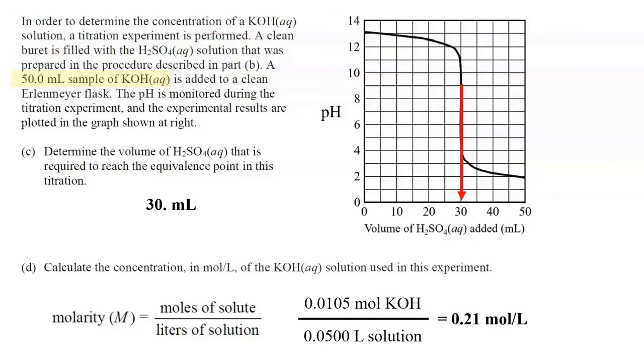The reason why I rounded off my final answer to 2 significant figures is because I was limited by the volume of the solution of sulfuric acid in Part C. Since the volume 30 milliliters has only 2 significant figures, I rounded off my final answer to 2 significant figures.